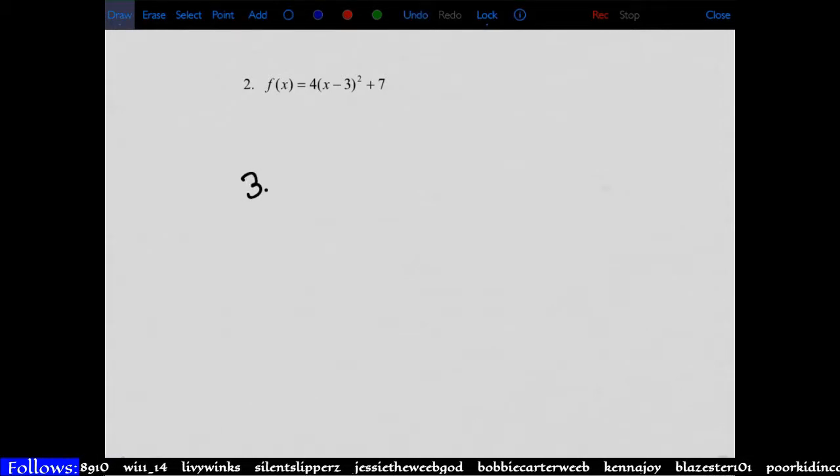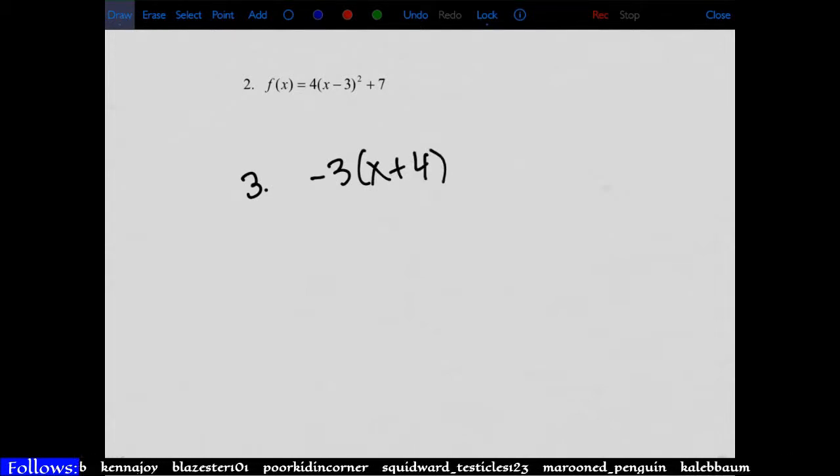We're going to add number 3 right here. Let's do a vertex form one. So we're going to call it negative 3 times x plus 4 squared minus 6. So let's say this is our vertex form.